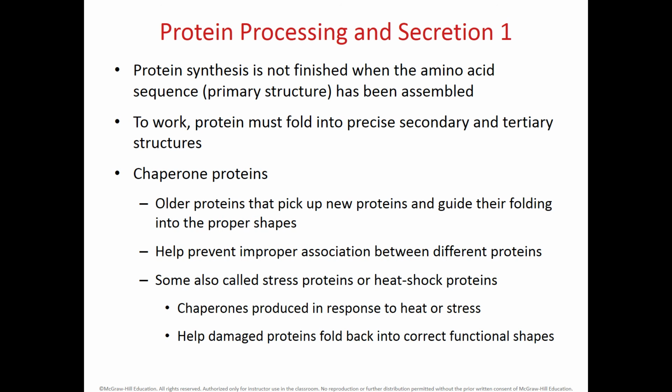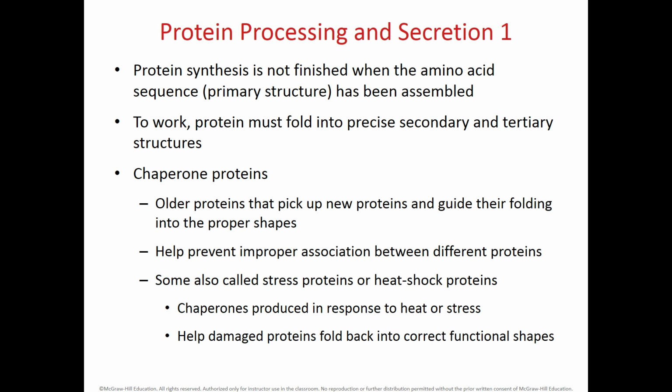Now the proteins are processed in the following way. Protein synthesis is not finished when you form the amino acid sequence, or the primary structure. You have to also form secondary and tertiary structures, and sometimes quaternary structures, with the help of proteins within the cytoplasm that are called chaperone proteins. These chaperone proteins will pick up the new proteins and help them to fold into their appropriate shape so that the proteins will be completely functional.